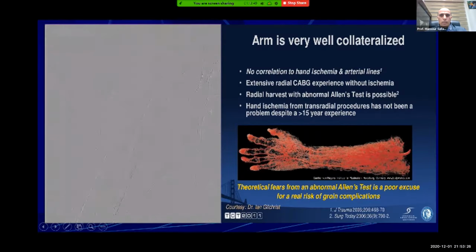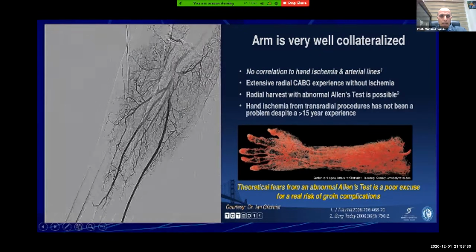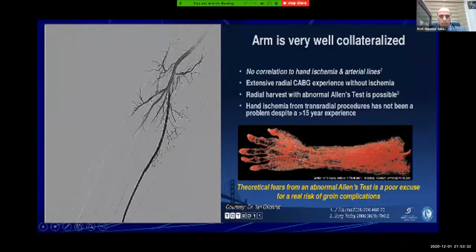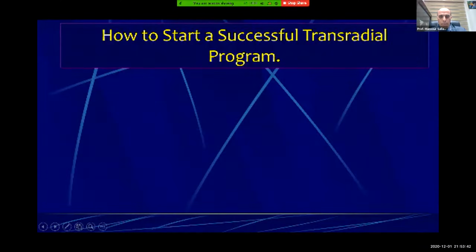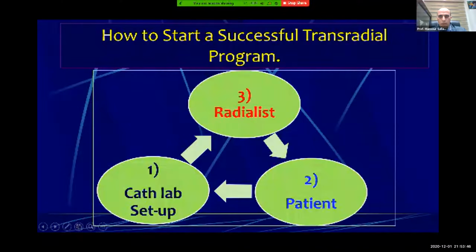There is no need right now to perform Allen's test because of the extensive collateral circulation in the hand, as we mentioned in the previous sessions. There is no need for the Allen test, as proposed by the RADAR study by Dr. Samir Pancholy. So the third pillar for a successful program relies upon you as an interventional cardiologist willing to shift from the femoral to radial.